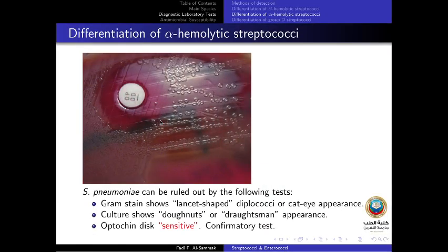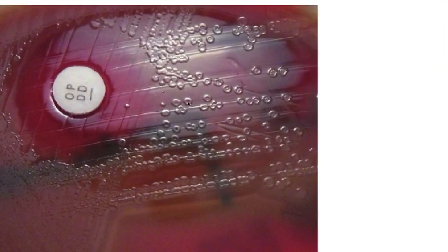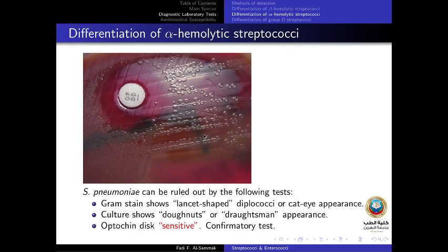Another test is that the colonies of pneumococcus show a central depression in the center of the colony, and this is usually indicative of Streptococcus pneumoniae, giving the doughnut appearance or draughtsman appearance. Another test is the Optochin test. This disc is the Optochin disc. If you see the zone of inhibition, then this is a confirmatory test for Streptococcus pneumoniae.